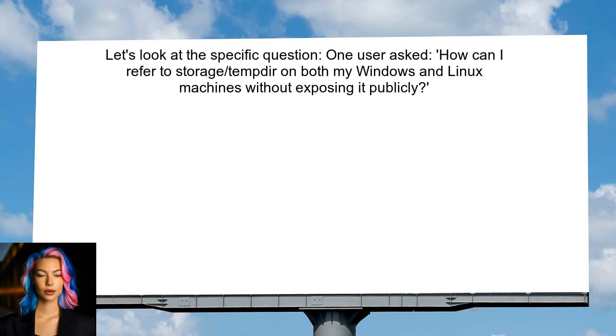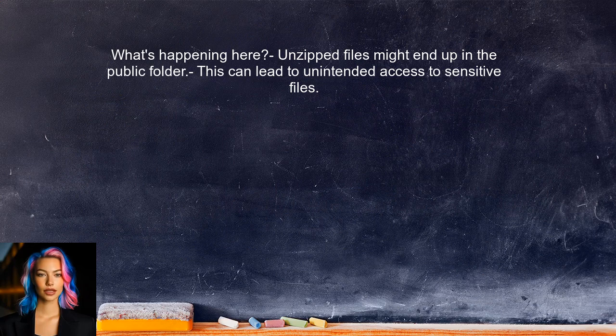Let's look at the specific question at hand. One user asked, how can I refer to the storage/temp directory on both my Windows and Linux machines without exposing it publicly? This is a great question and one that deserves a clear answer. So, what's happening here? When you unzip files into the storage directory, they might end up in the public folder if the path isn't set correctly. This can lead to unintended access to sensitive files.